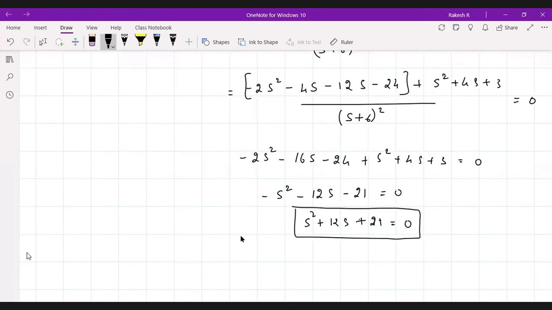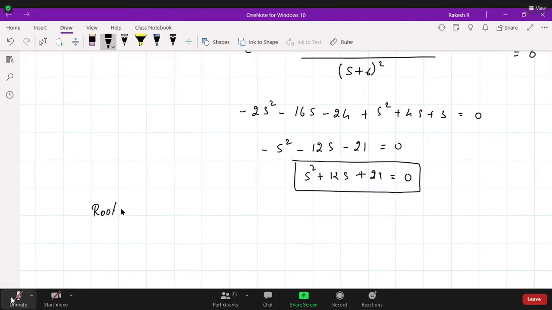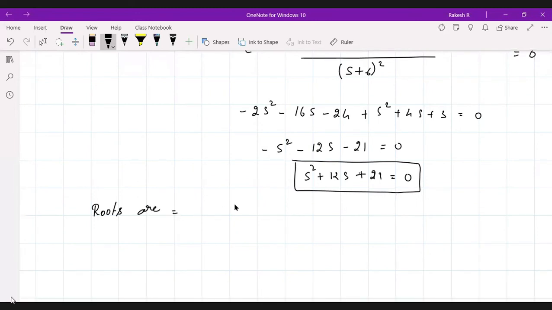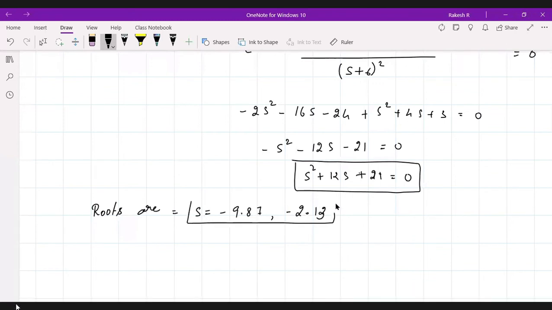Now we need to find out the roots of this equation. What will you get? Minus 9.87 and minus 2.13. Right. So these are the points where it crosses the imaginary axis.